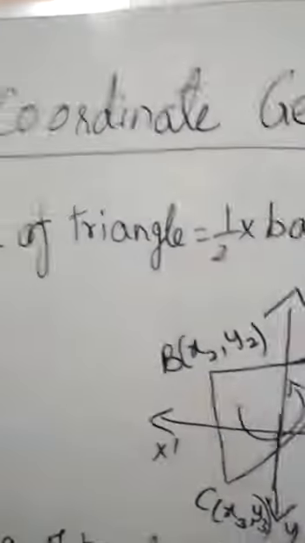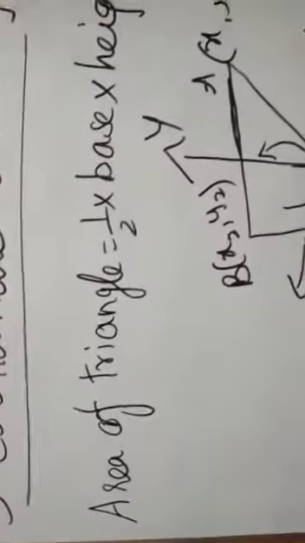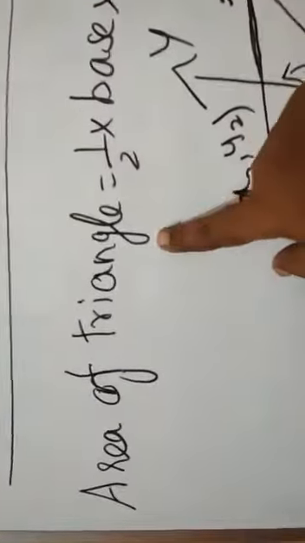Now we are going to learn about coordinate geometry. Fifth chapter, coordinate geometry. First we are going to find the area of a triangle. Already we know the formula to find the area of a triangle. It is equal to half into base into height.